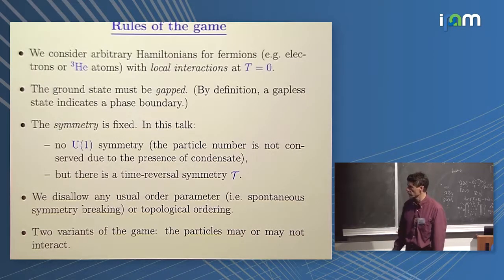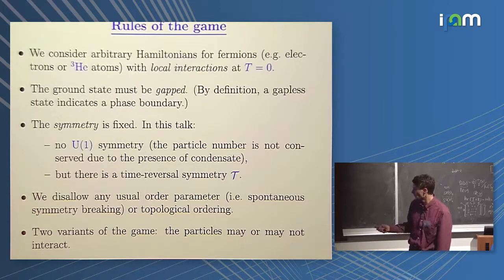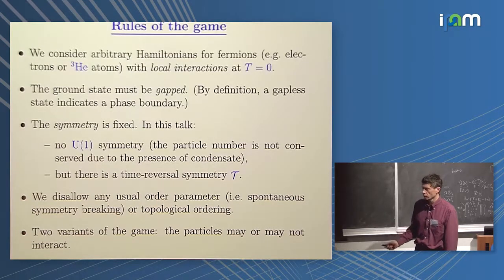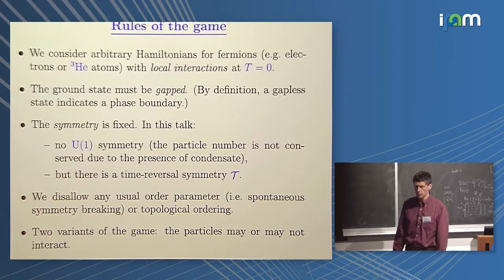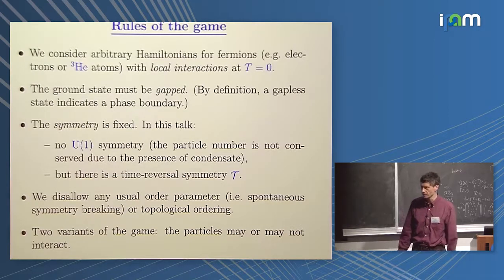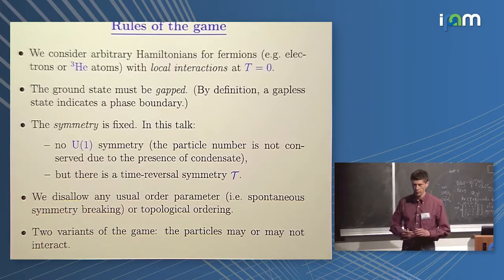This is consistent with the helium-3 example, because helium-3 is superfluid at very low temperature, and effectively it means that particles can appear or disappear by 2 as they go into the condensate. Now, we disallow any usual order parameter like spontaneous symmetry breaking or topological ordering. Spontaneous symmetry breaking reduces the classification to the one without symmetry, essentially. And topological ordering, like in the toric code or any system with anyons, just makes things too complicated, and I cannot solve such problems. I just want to focus on systems without topological order.